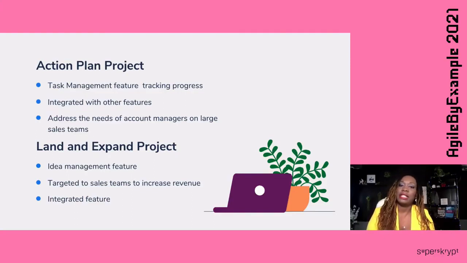And it was also an integrated feature, just like the action plan project. Integrated means that it was sending data back and forth to CRMs and other software that would use the output from those systems. So in this discussion, we'll look at those two projects and see how user stories were used and some of the nuances of writing user stories for projects like these that are enterprise level projects.